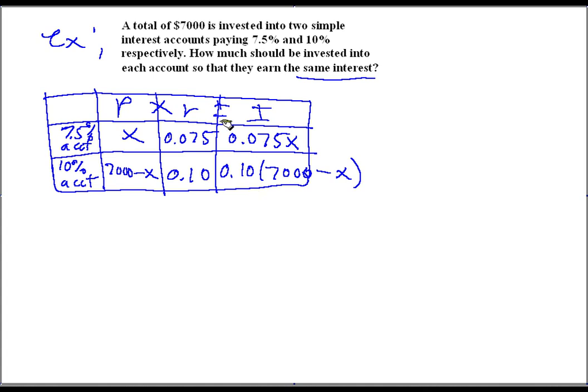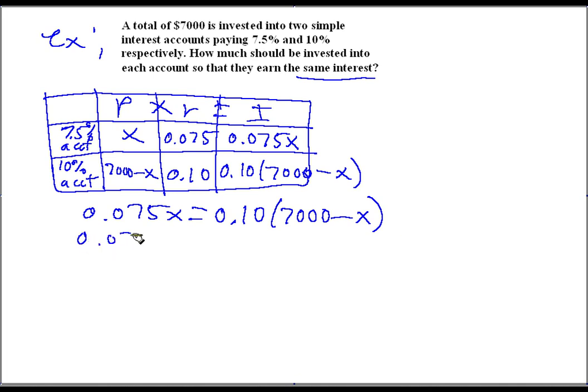Alright? So it says what now? Do I add up the interest now? Well, no, I don't, as you can see, because it says how much should be invested into each account so that they earn the same interest. So these two interests will be equal to each other. So don't always think I automatically add these two together. Not always. Maybe usually that's the case on the homework problems, but sometimes it may say same interest. In this case, you have to set them equal to each other. So the equation we're solving is 0.075x equal to 0.10 times 7,000 minus x. Let's go and quickly solve this equation then.